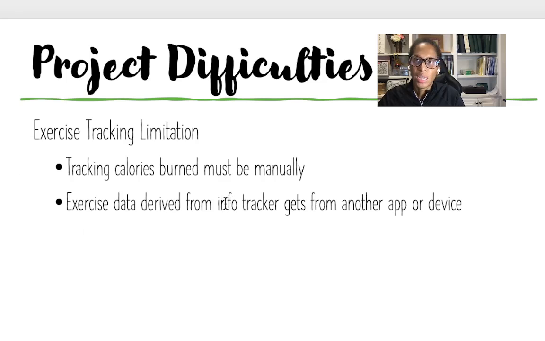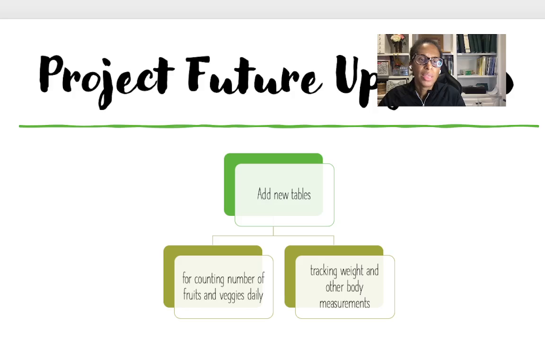For exercise tracking of calories, the tracker needs to look at some other application or website to get the information about how many calories they burned when they walked for 45 minutes, and whether they were walking fast. Those are future upgrade possibilities: adding new tables for counting the number of fruits and vegetables daily, for tracking weight, and for tracking other body measurements and exercise.